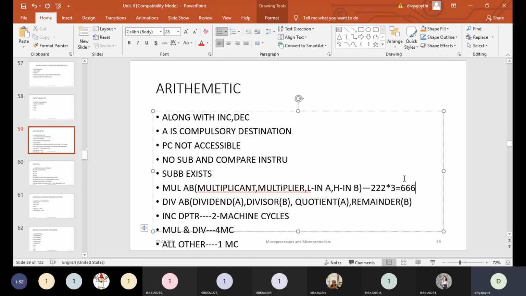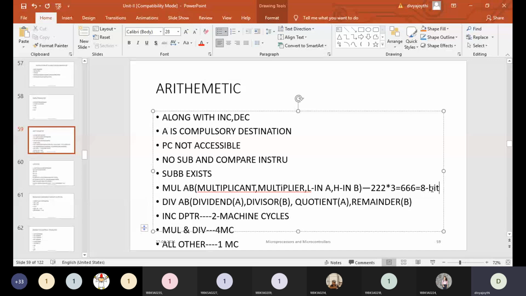That means if you convert this 666 into the binary form, say for example, you get 8 bits. That means the 666 is represented in 8 bits. Of course, 666 cannot be represented in 8 bits, it will take more bits. Just for your understanding, assume that your multiplication result, when you convert it into binary, is 8 bits.